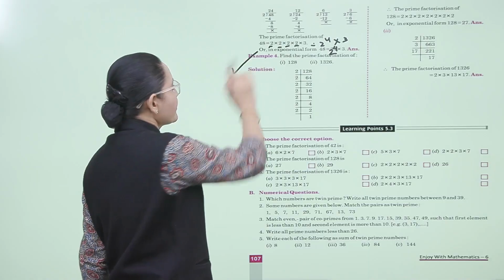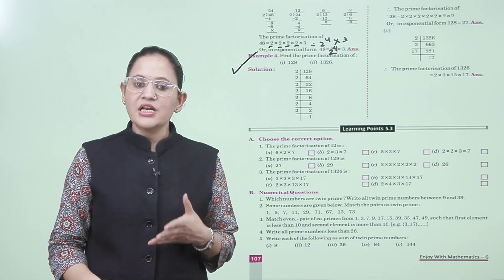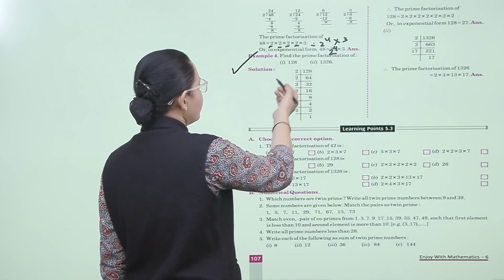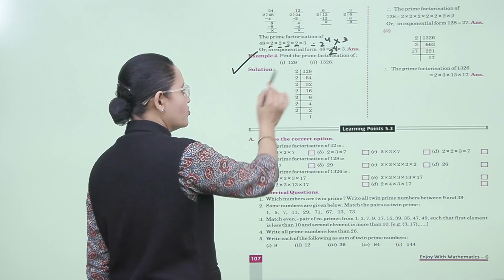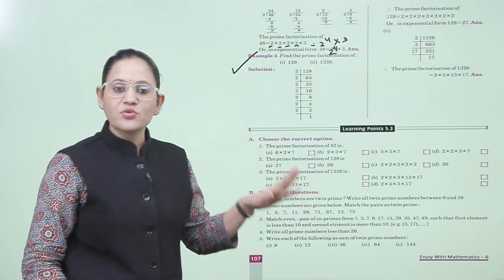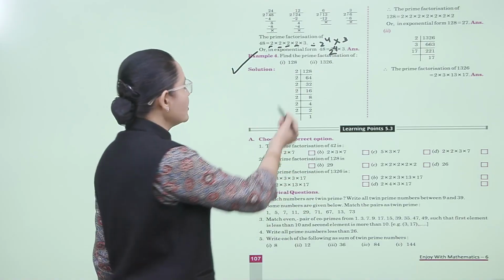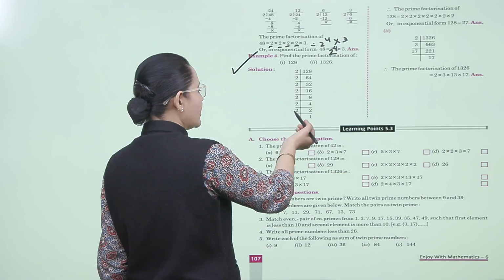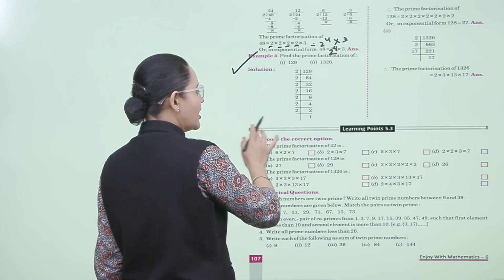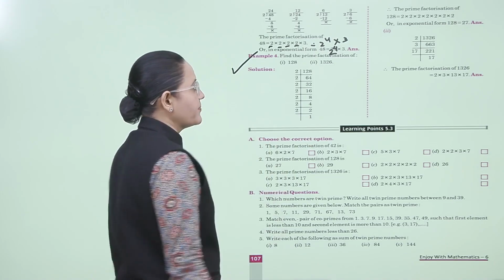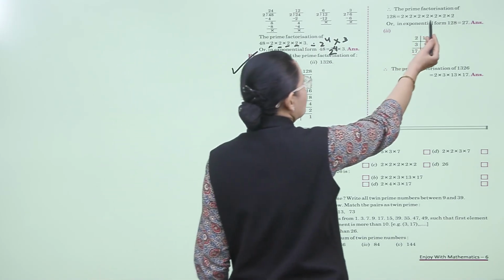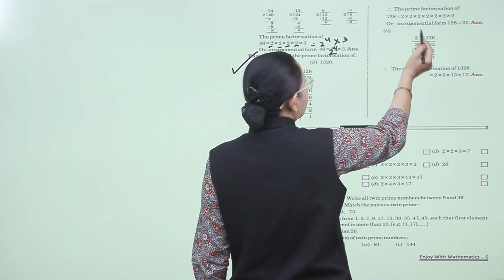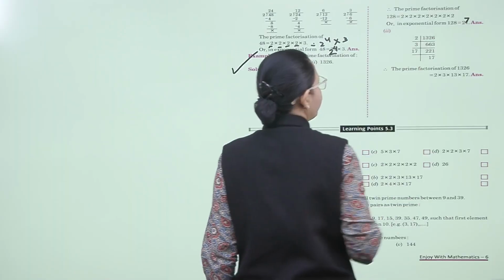Next example. Find the prime factorization of 128 and 1326. So, here we have done the prime factorization. 128 divided by 2 gives you 64. Again, divide by 2 gives you 32. Again, divide by 2 gives 16. Divided by 2 gives you 8. Divide by 2 gives you 4. Then, divide by 2 gives you 2. And 2 divided by 2 gives you 1. So, the prime factorization is 2 into 2 into 2 into 2 into 2 into 2 into 2. In exponential form, that is 2 to the power 7.